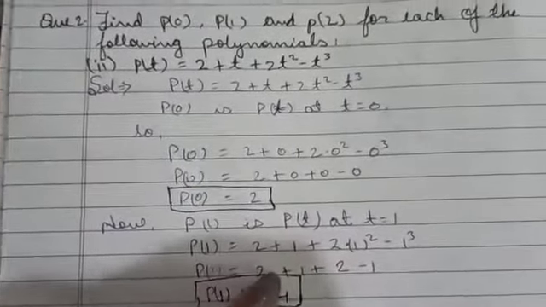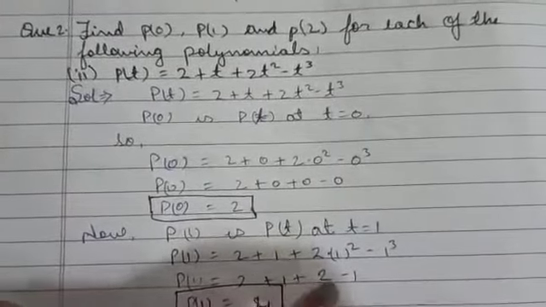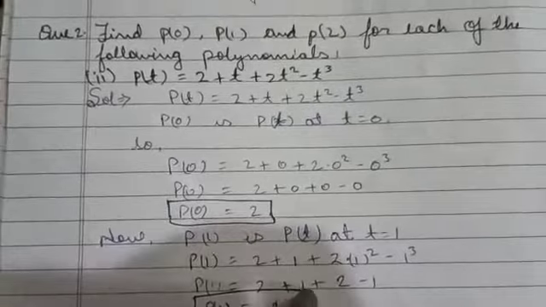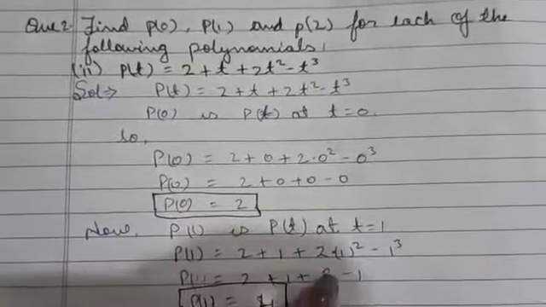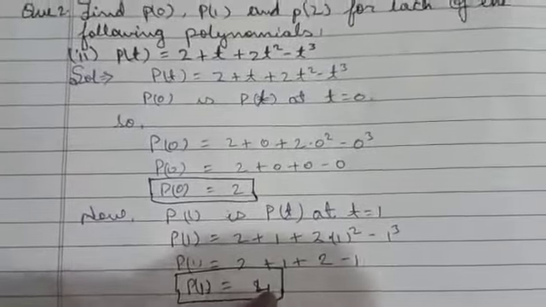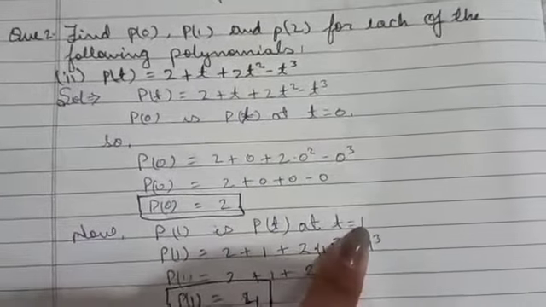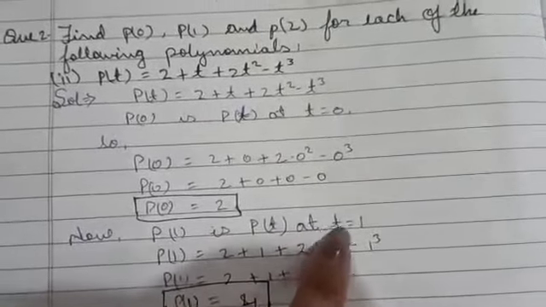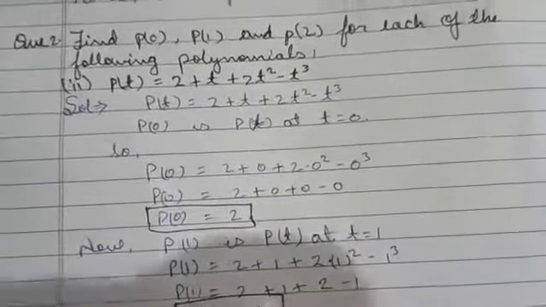Okay, so p1 is equal to 2, this 2 as it is, 1 plus 2 minus 1. So this plus 1 minus 1 cancelled out, and 2 plus 2 is 4, means the value of the polynomial is 4 at t equals 1. Value of polynomial p(t) is 4 at t equals 1, means p1 is 4.